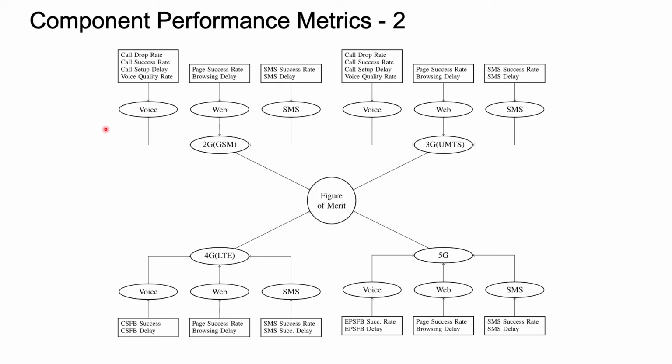In the following slides, we'll show an example of how scores are propagated through the network's edge, which would be represented by these quality of service and quality of experience scores, all the way up to this single figure of merit.